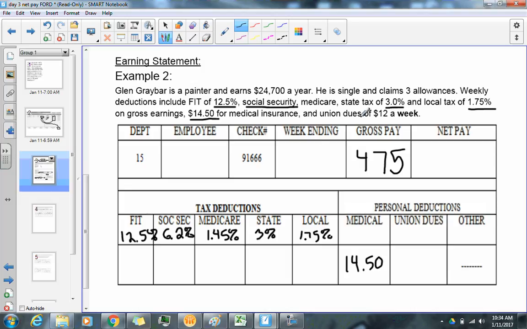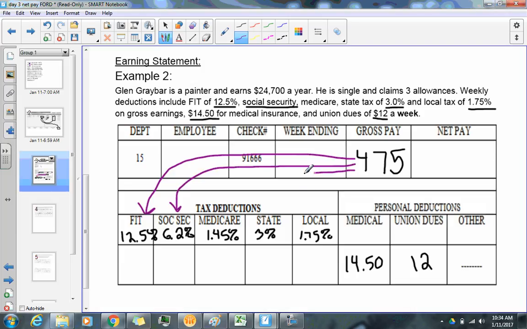The union dues is $12 per week. So once again, no percentage. I'm just going to write $12 here. Okay. Now, what you're going to do with all these percentages is take the gross pay and multiply it by each and every one of these percentages, because all these percentages are based off of the gross pay. So 475 multiplied by all these percentages. Now, when you multiply by the percentage, make sure that you are moving the decimal point. So like 12.5% would be 0.125.